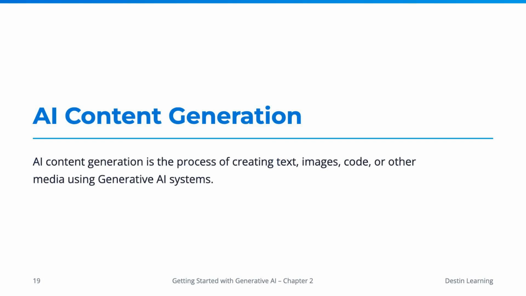Moving on, let's talk about AI content generation. Fundamentally, AI content generation is the process of creating various forms of media, be it text, images, code, or other digital assets, using advanced generative AI systems. This capability empowers users to produce high-quality content with unprecedented speed and scale.